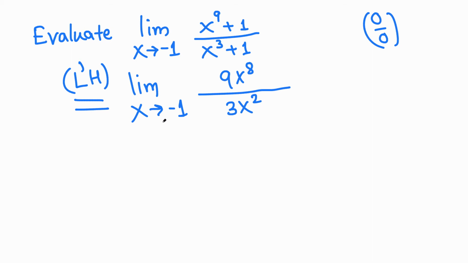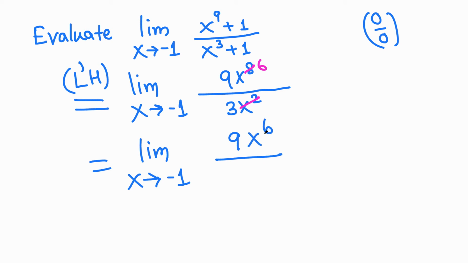I found the derivative of the top on the top, and the derivative of the bottom on the bottom. Let's simplify before we try to plug in. So x^8 over x^2, we can cancel 2, which leaves x^6 on the top. So this is in fact the limit as x approaches negative 1 of 9x^6 over 3. Oh, we could have cancelled 3 and 9 as well. Yeah, 3 goes into 3 once, and into 9 three times.